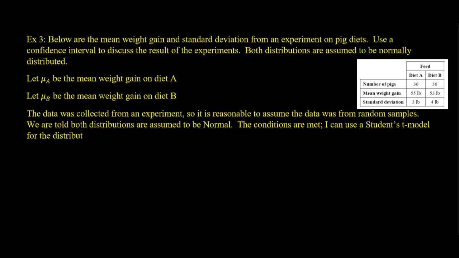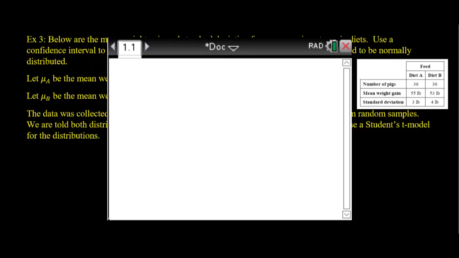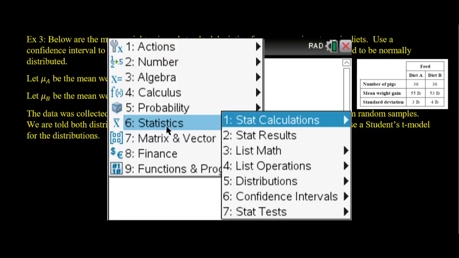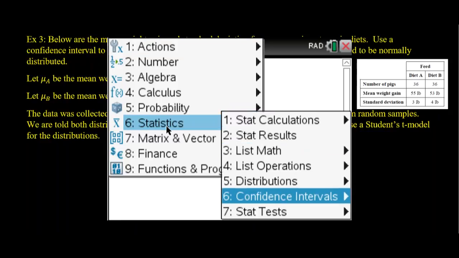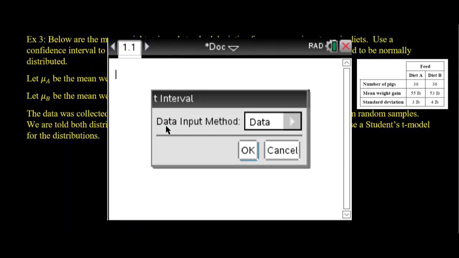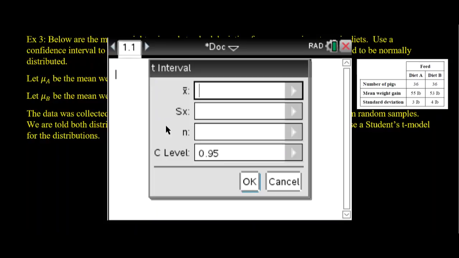We'll state individually when we write it out what we're doing. We're doing t-intervals. So we'll start with diet A. Let the calculator do all the work for you. Find a confidence interval, just a t-interval. We're doing it from statistics. They're provided for us there in the table. So the mean weight gain was 55, the standard deviation is 3 pounds, and the number of pigs is 36.